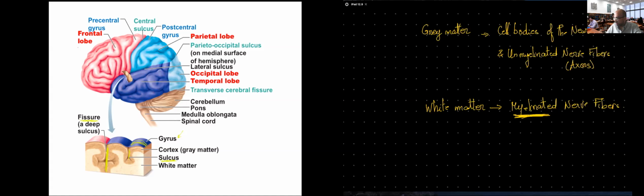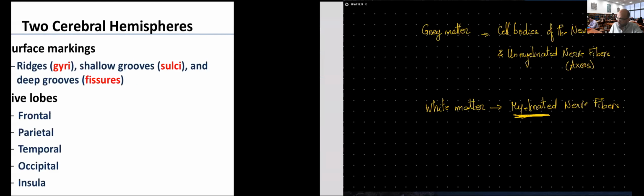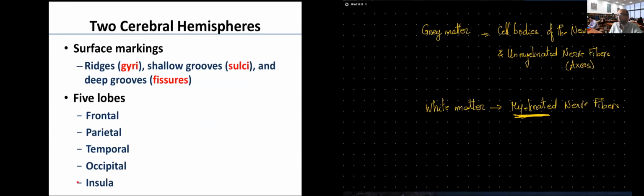We've got another lobe deeper here to the temporal lobe. We call this the insula or insular lobe. So again, the cerebral hemispheres are going to be formed by how many lobes? They are formed by 5 lobes: frontal, parietal, occipital, temporal, and insula.